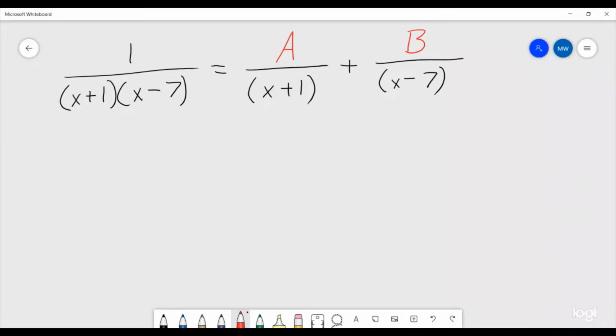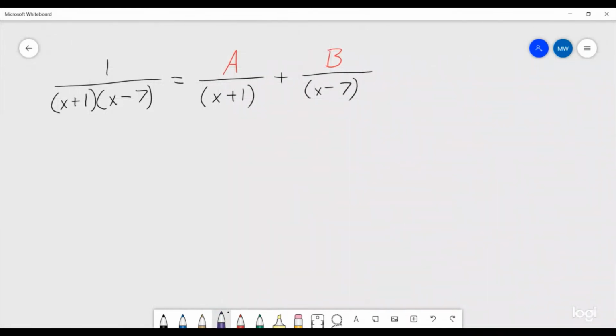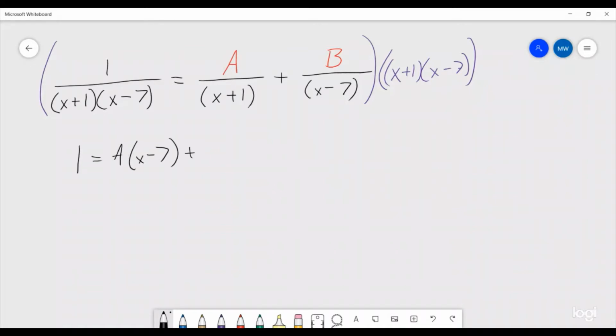The first one is the most general form that is going to work every single time. If we multiply everything by the entire denominator, x plus 1 times x minus 7, and then expand it out, we are left with 1 equals a times (x minus 7) plus b times (x plus 1), or in other words, ax minus 7a plus bx plus b is equal to 1.